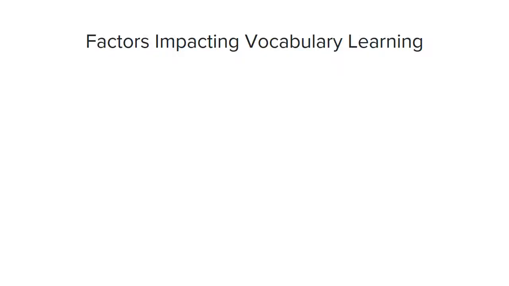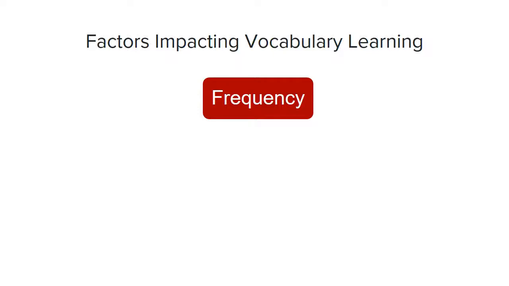Let's talk about some factors, and there are many, but we're going to focus on a few factors that really impact vocabulary learning. One of these is frequency of encounter. How frequently has the learner encountered the word? The more we encounter the word, the more likely we are to acquire that word and build it as part of our vocabulary.